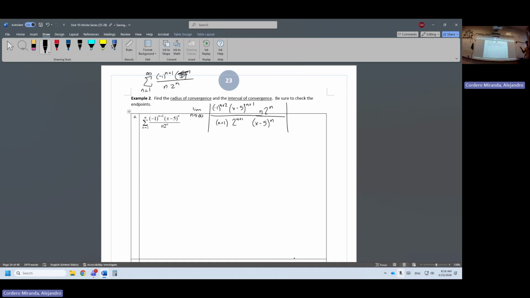Okay, if you don't remember the ratio test, flip back a couple pages in your notes and you'll see that we were doing exactly this, like, 2 lessons ago.